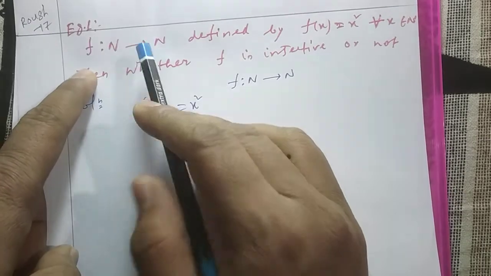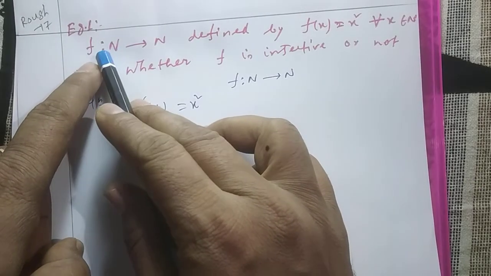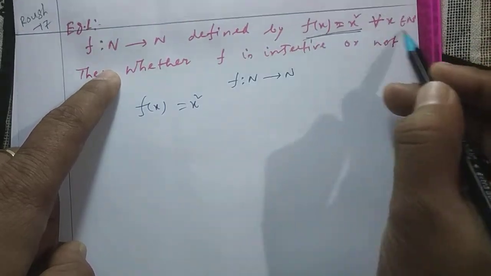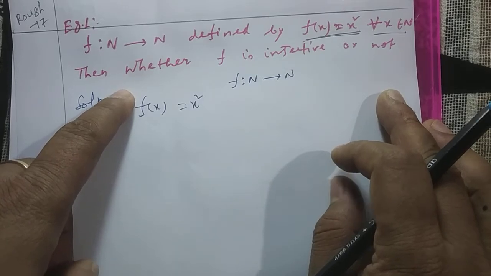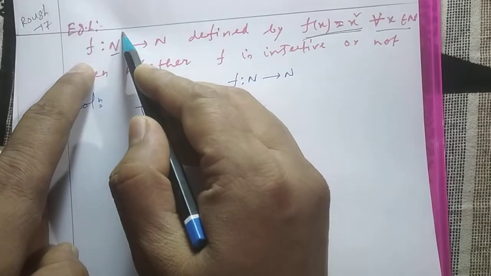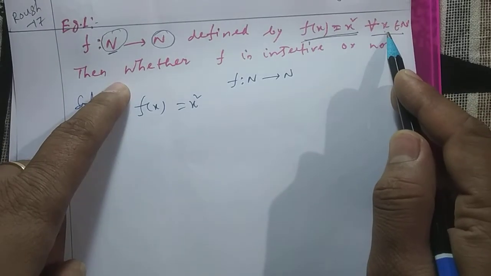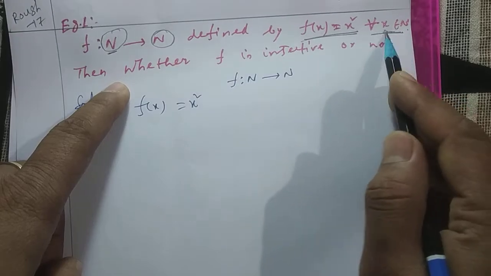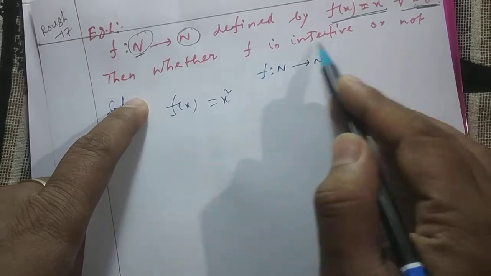Now look at example number 1. What is told here? A function is given in this way: f from N to N defined by f(x) equal to x square for all x belongs to N. We have to check whether it is injective or not. What is N? The set of all natural numbers. That means the domain is natural numbers, also the codomain is natural numbers. And obviously for all x belongs to N, all the x will come from the domain, natural numbers. Now we have to check whether f is injective or not.